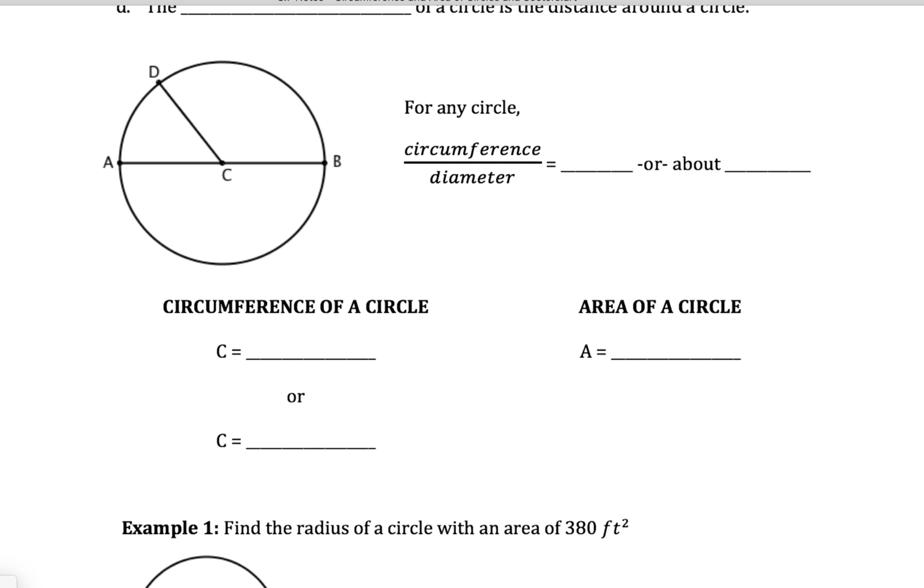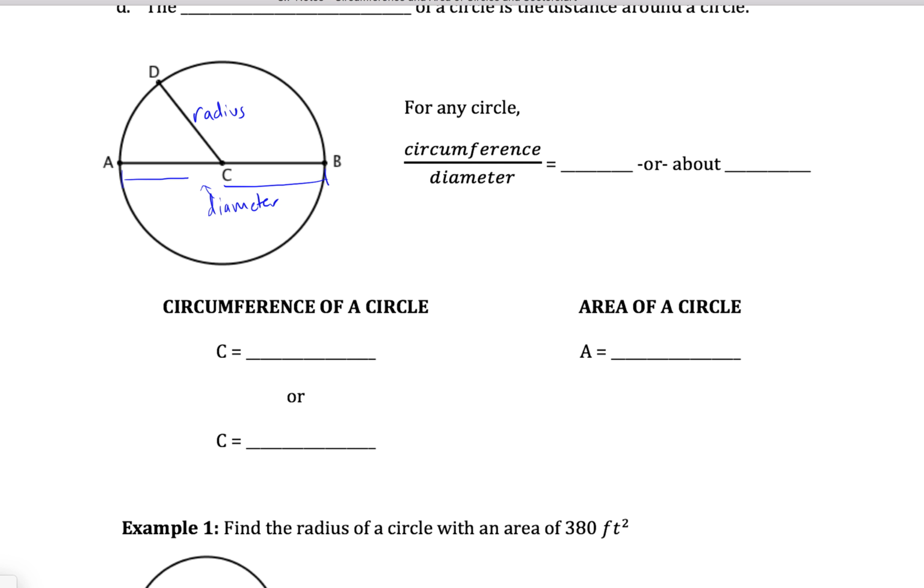So just to quickly refresh our memory, we have a circle here with a center at C. This distance from the center out to the circle, that is called the radius of the circle. And if I go from one side of the circle through the center to the other side of the circle, so this segment right here, that is called the diameter of the circle. And we talked about how the circumference of a circle is the distance all the way around it. It's almost like the perimeter of a circle, right?